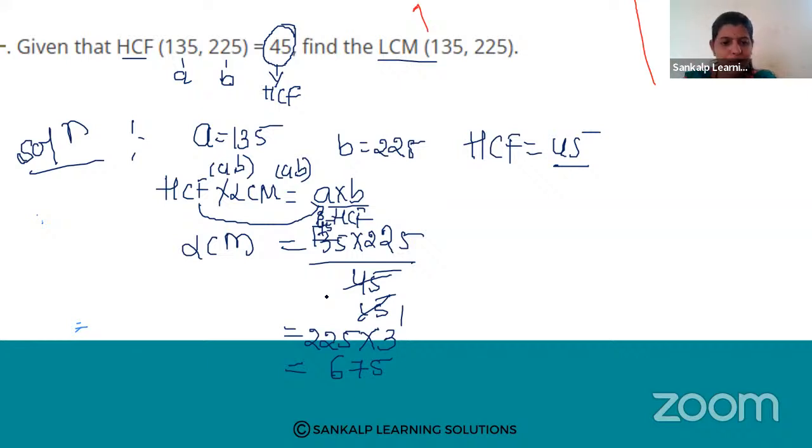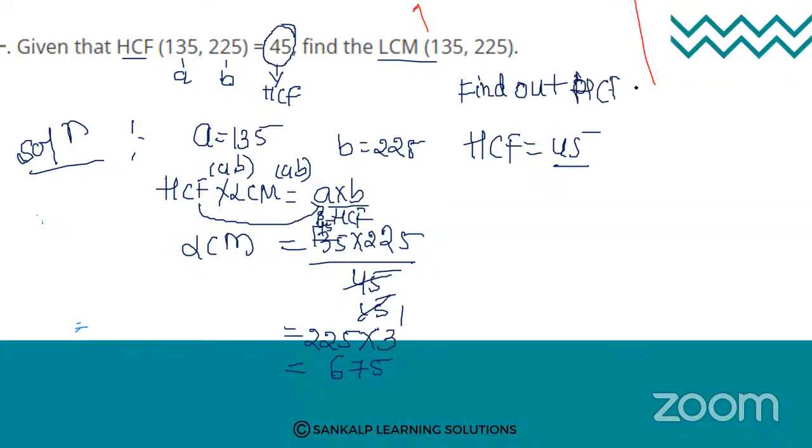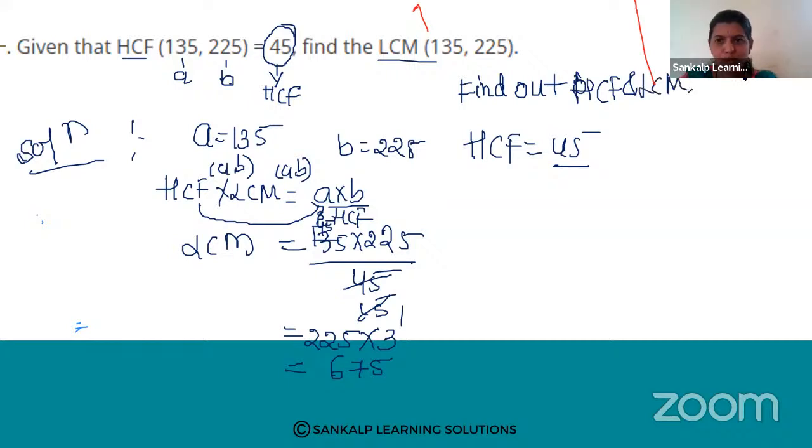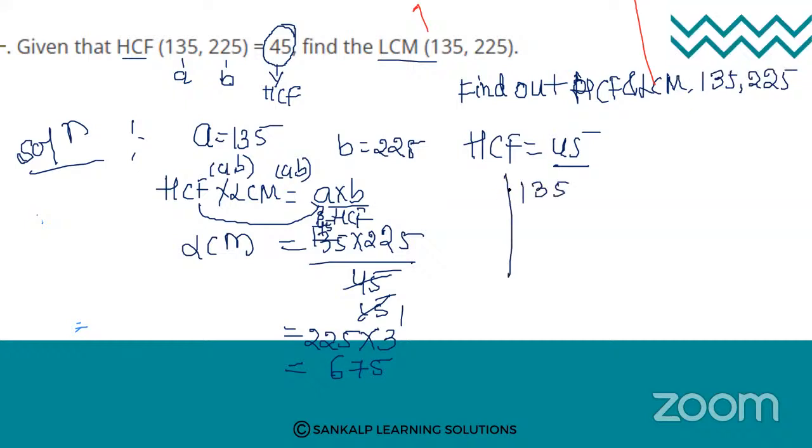If the same question is given in another way, find the HCF and LCM of these two numbers, where neither HCF nor LCM is given, we have to find both. How are you going to do that? Find the HCF and LCM of 135 and 225. Again, do the prime factorization method. 135 and 225.